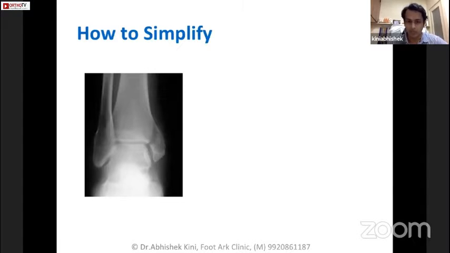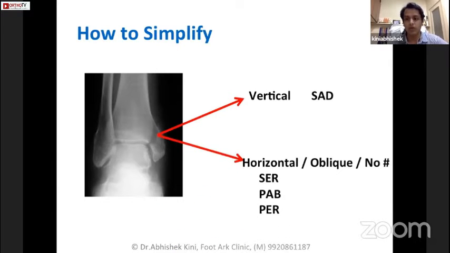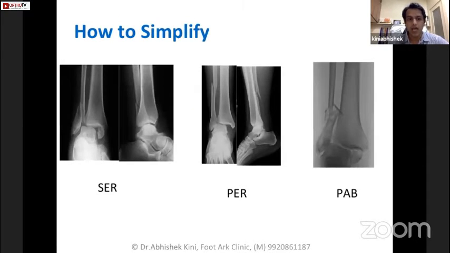Look at the medial malleolus first. If it's vertical, then it's a supination adduction injury. If it is horizontal, oblique, or no fracture, it's the remaining three: supination external rotation, pronation abduction, or pronation external rotation. If you see a transsyndesmotic oblique fracture, it is supination external rotation. If you see a suprasyndesmotic fracture, it's a pronation external rotation. And if you see a comminuted fibula fracture, then it's a pronation abduction injury.